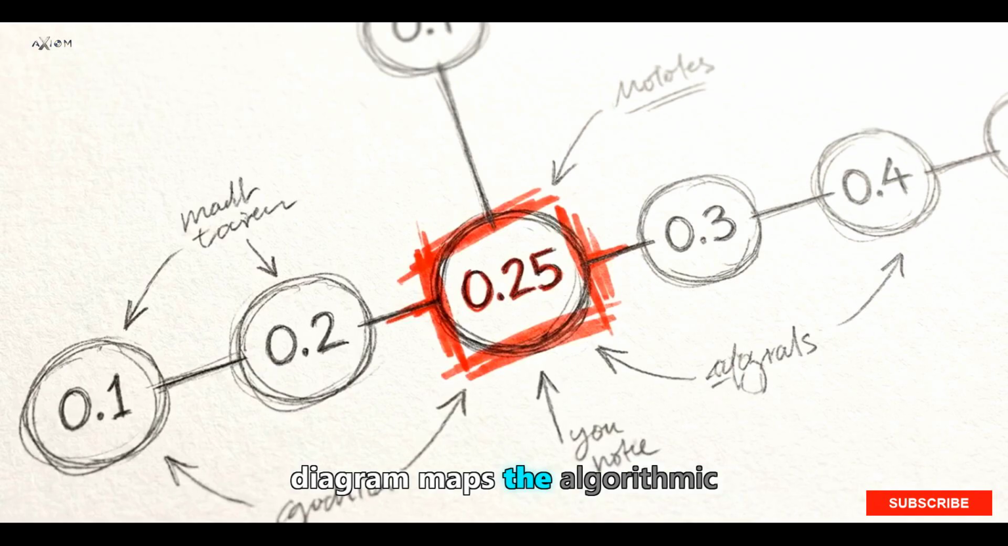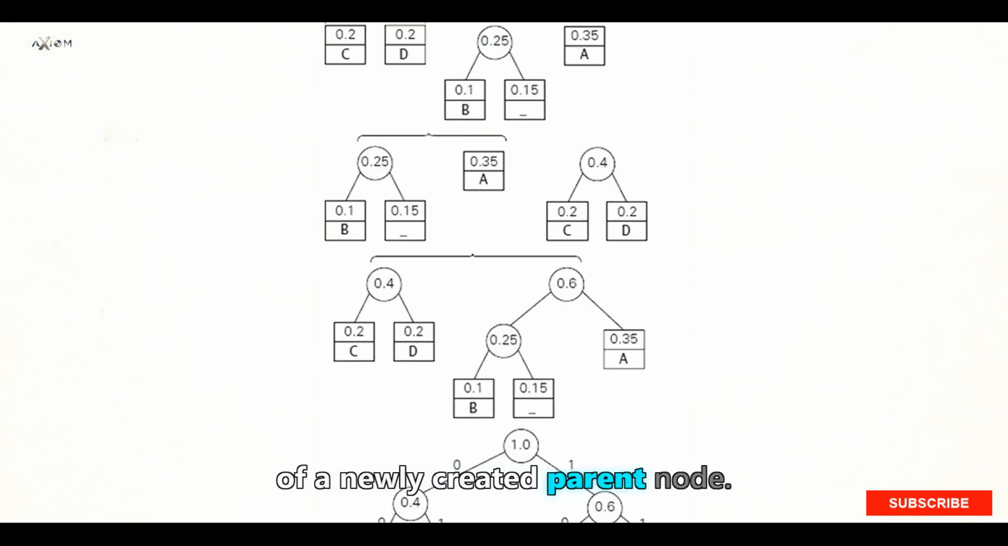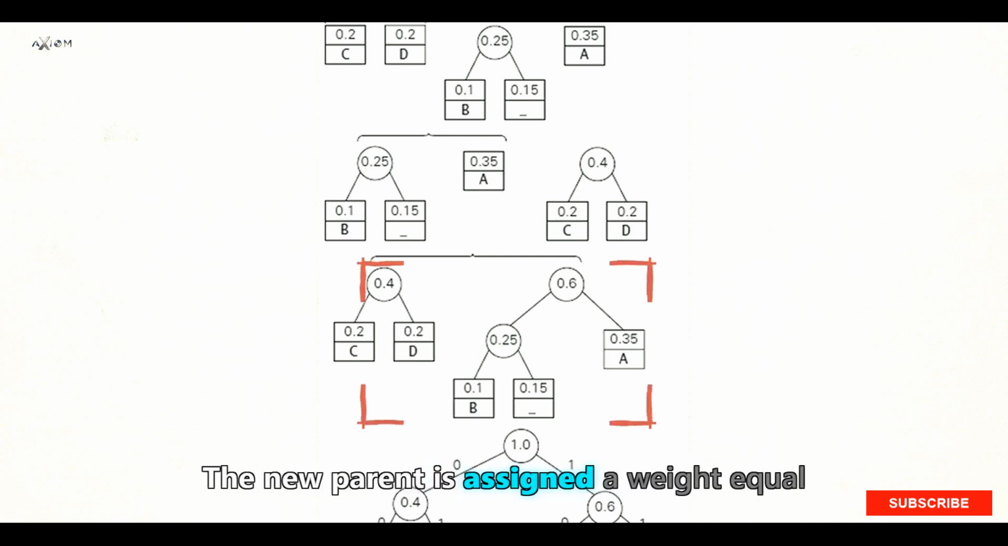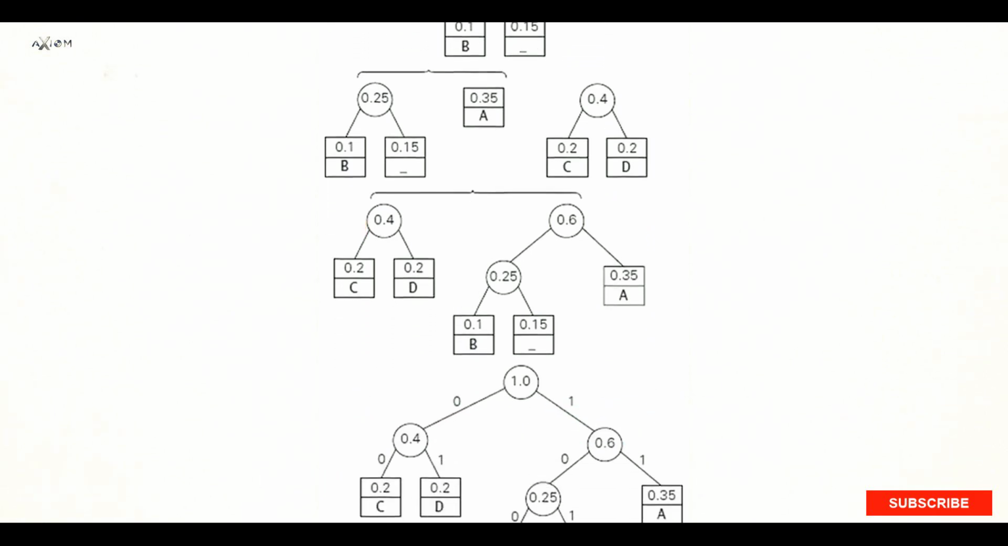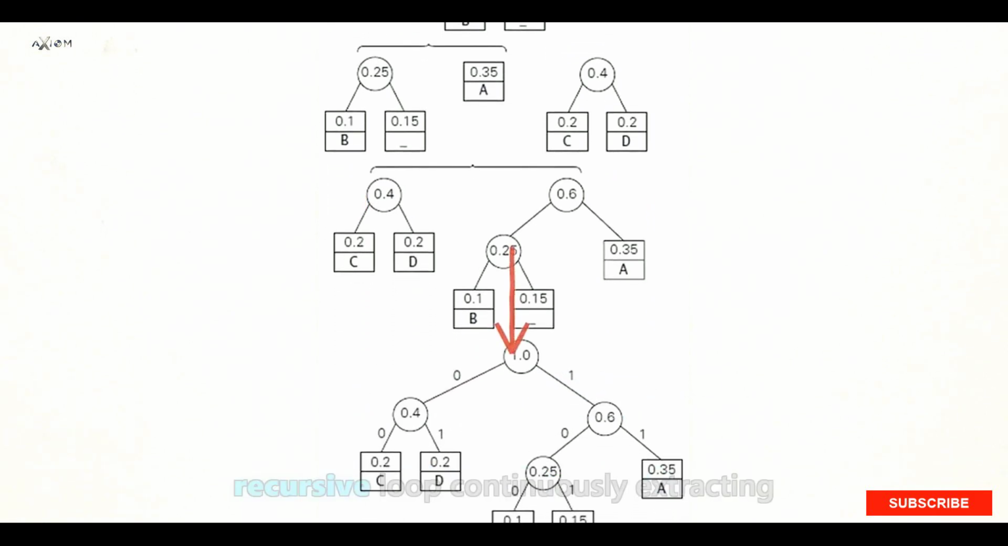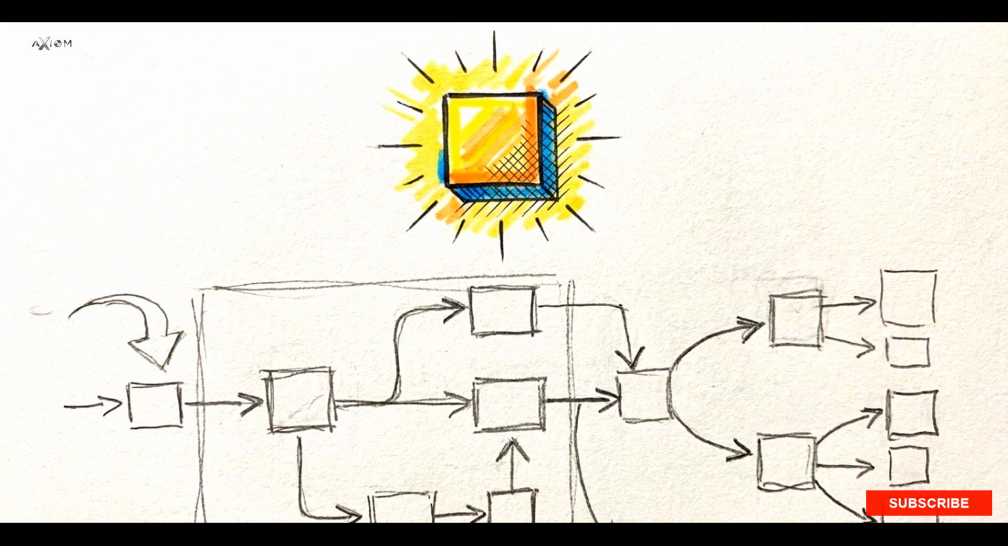This diagram maps the algorithmic process. We begin by extracting the two nodes with the absolute lowest frequencies. These two are merged, becoming the children of a newly created parent node. The new parent is assigned a weight equal to the sum of its children and reinserted into the priority queue. The algorithm enters a recursive loop, continuously extracting and merging the lowest weights into sequentially larger subtrees. The loop terminates when a single root node remains, containing a cumulative weight of 1.0.